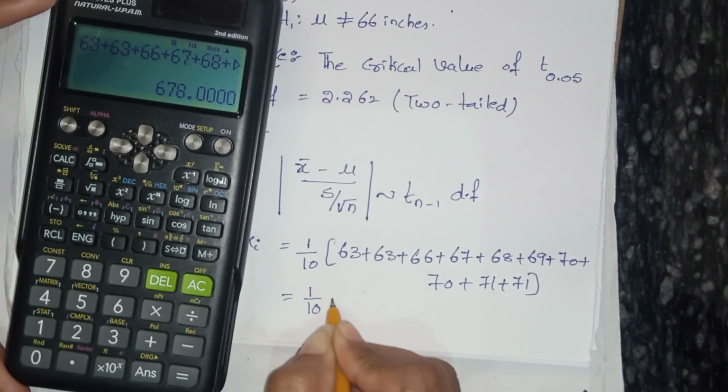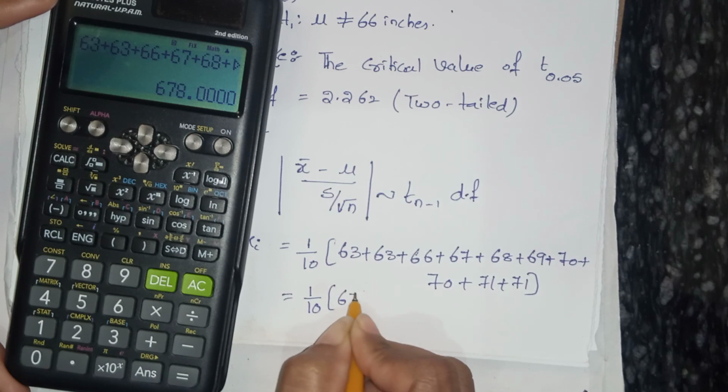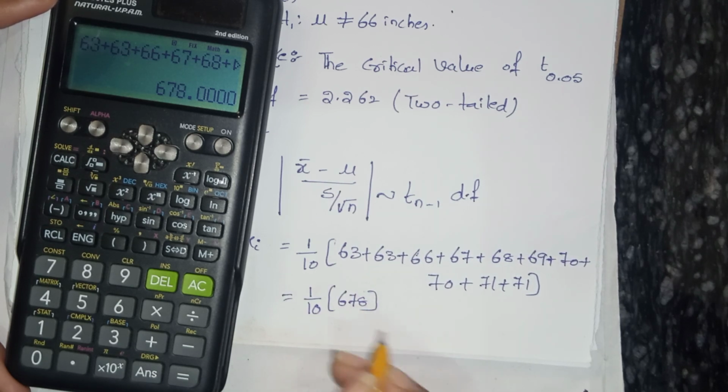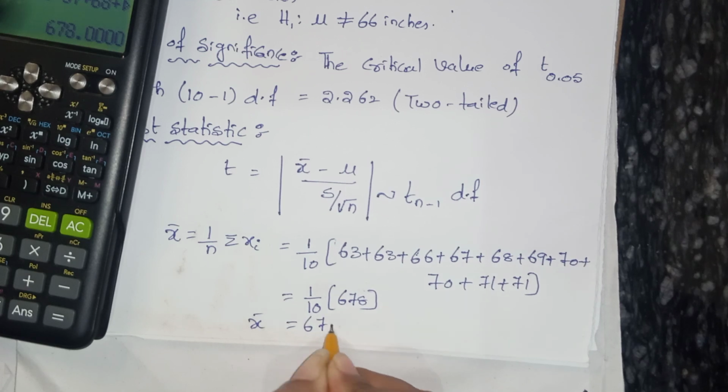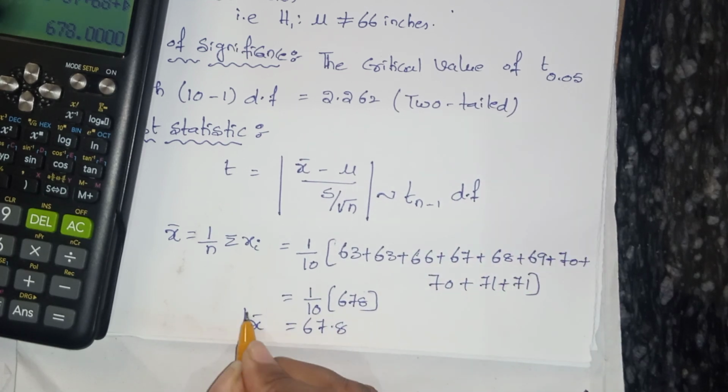1 by 10 summation, 678 we got. So that is divided by 10, in the sense 67.8 we will get, isn't it? So x bar value is how much? 67.8.